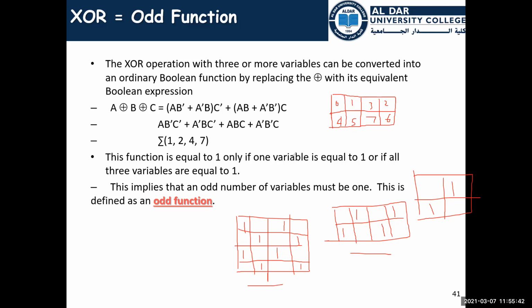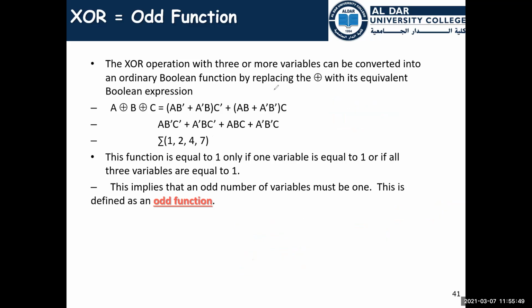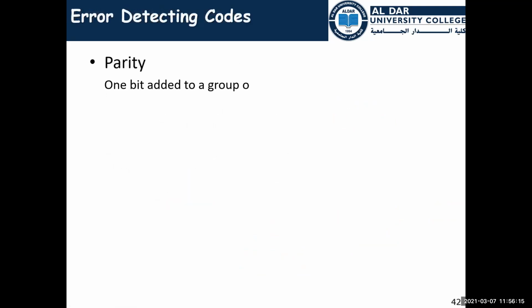That's it. But there is another very interesting characteristic of the XOR, which is what? If I count the number of ones, I will find them odd number. So we can say XOR is an odd function. This means if the number of ones is odd, the output is one. If the number of ones is even, the output will be zero.